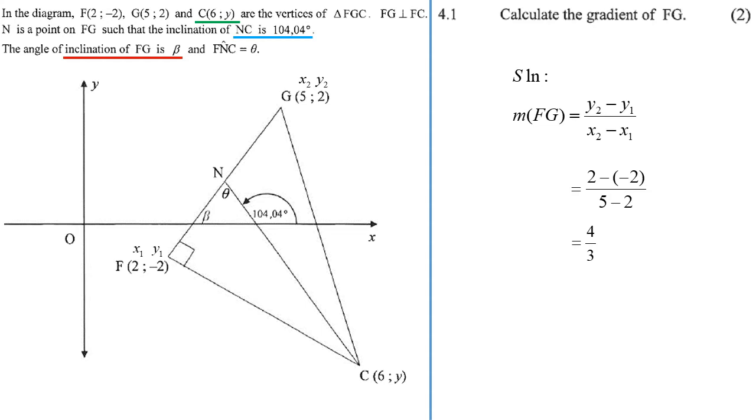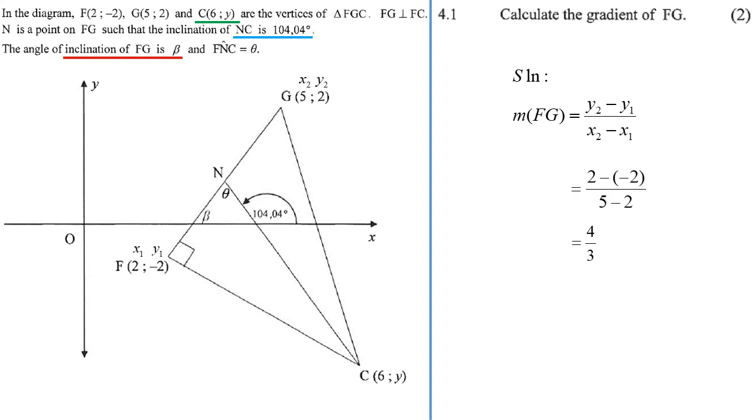The gradient of FG. Before you even continue, you can just check. FG is a forward slash. It is slanting to the right. The gradient is supposed to be positive. The gradients that we expect to be negative will be the gradients of NC, GC, and FC. But the gradient of FG alone is the one that is supposed to be positive.